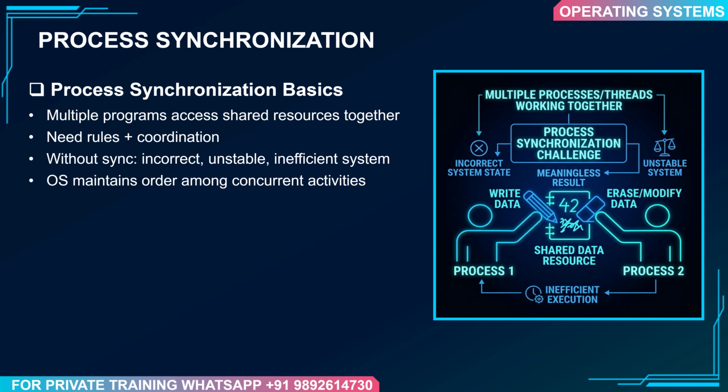It may sound technical, but the idea is very practical. Whenever multiple processes or threads work together and share data or resources, they need rules and coordination. Without that coordination, the system can become incorrect, unstable, or inefficient. In this part of the operating systems module, we begin understanding how the OS keeps order when many activities happen together.